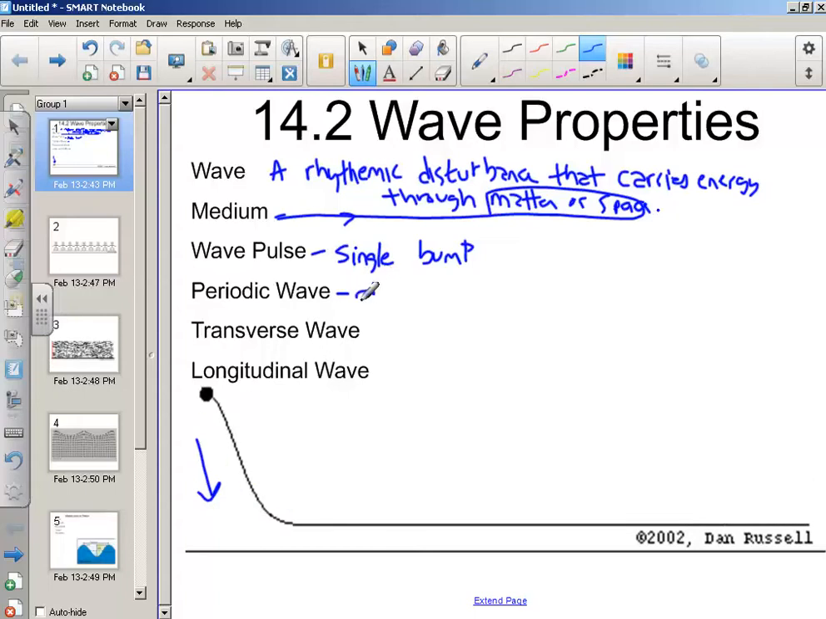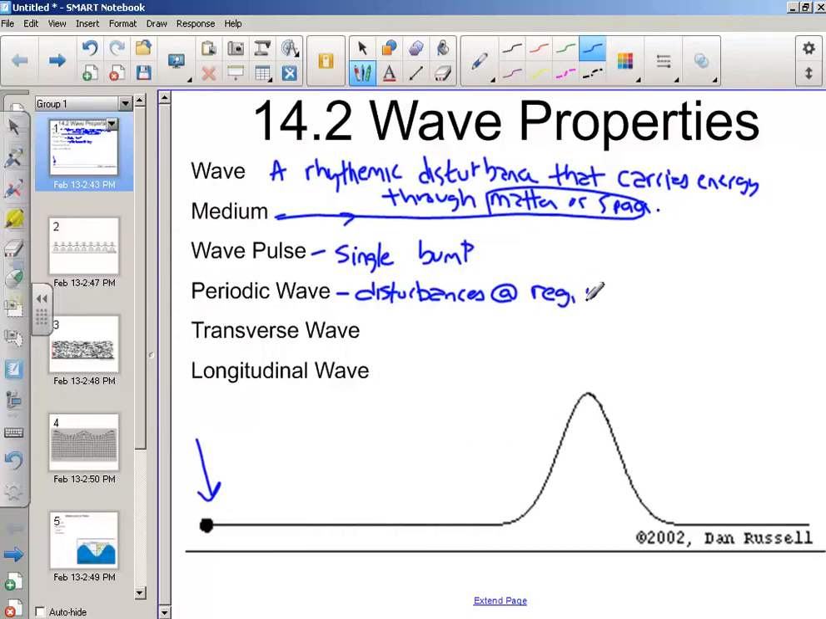Periodic waves are bumps sent at regular intervals. So disturbances at regular intervals. Now, there are three main types of waves. The first type is called a transverse wave.